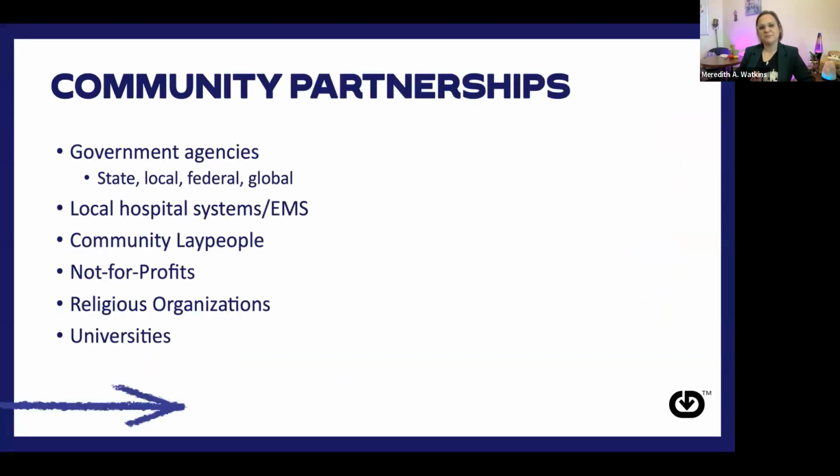Community partnerships is another essential component of community nursing. There are a number of partnerships that are required to make communities thrive in terms of health and wellness. It takes collaboration from government agencies at all levels of government, from the local hospital systems and EMS systems, lay people in the community, meaning non-professionals who are volunteering in their community, the not-for-profits in the area, maybe it's the intimate partner violence not-for-profits or food banks, the religious organizations where many people seek advice and resources even for their health, and then the universities in the area to do research. All of these partnerships are a key component of community health nursing, and working together with stakeholders really ensures a healthier community.